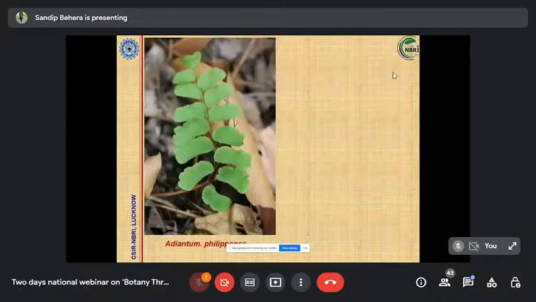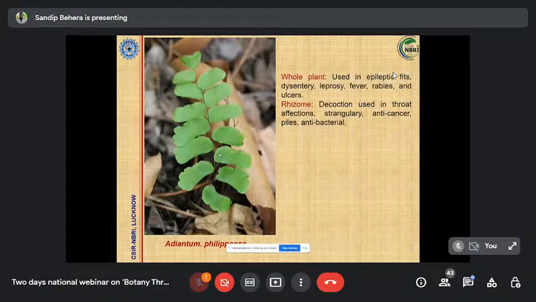So now it is Adiantum philippense. It is also a beautiful ornamental plant. It is kept in the house for decoration also. It has very good medicinal properties. The whole plant is used for epilepsy.